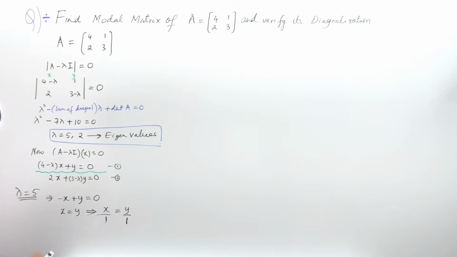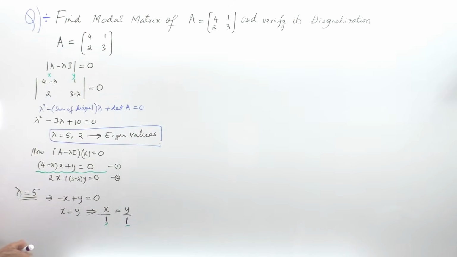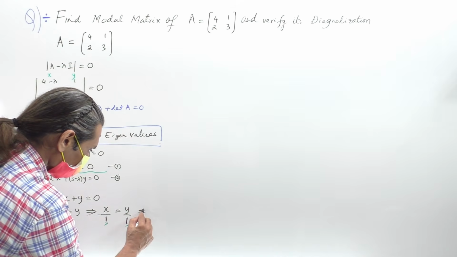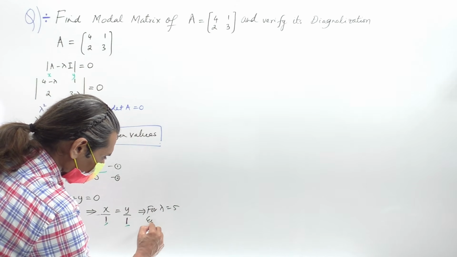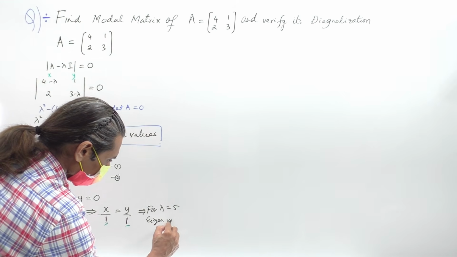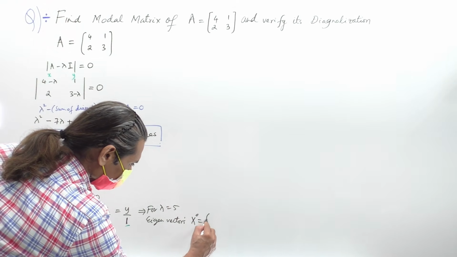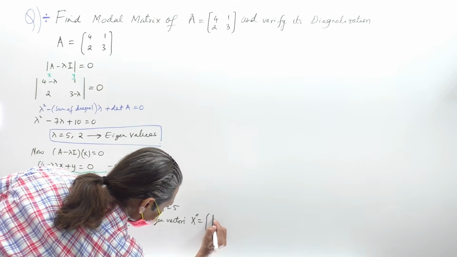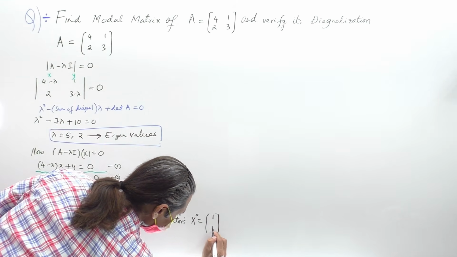So I can take 1 and 1 down. These values are the eigenvector. Therefore, for lambda is equal to 5, the eigenvectors, I take it as x naught, are column wise 1 and 1. That's it. We get 1 and 1.